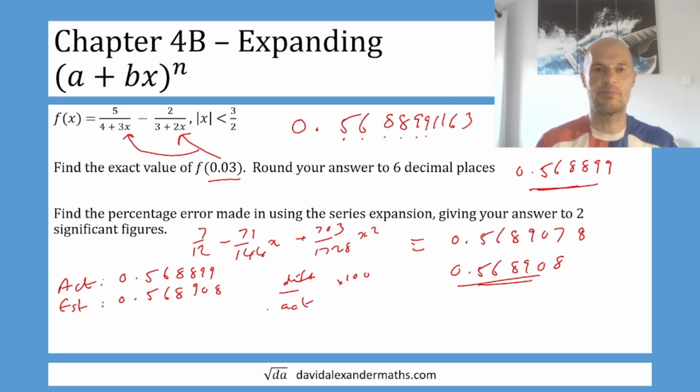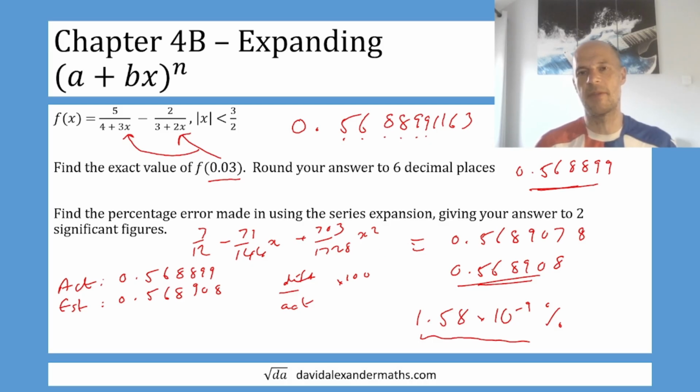Well, we can see there's hardly anything in it here. I'm going to divide that by the actual, which is 0.568899, and multiply by 100 to get my percentage, and it's minuscule, and that is 1.58 times 10 to the power of minus 9 percent. So we can see that doing the expansion really makes hardly any difference at all. We could almost say next to no difference, and that's only going as far as the x squared term. If we went further to an x cubed term, then the difference would be even less. There we go, we are done.